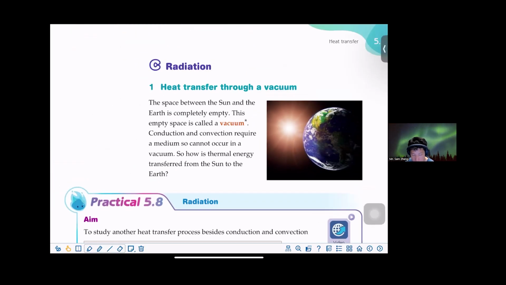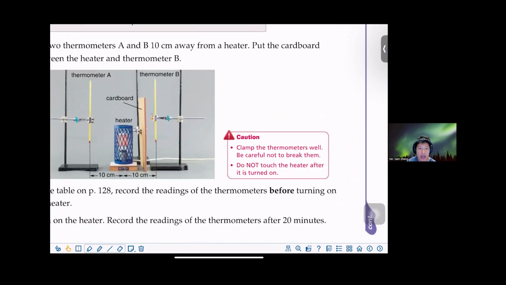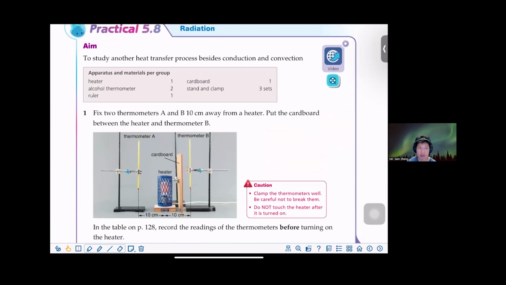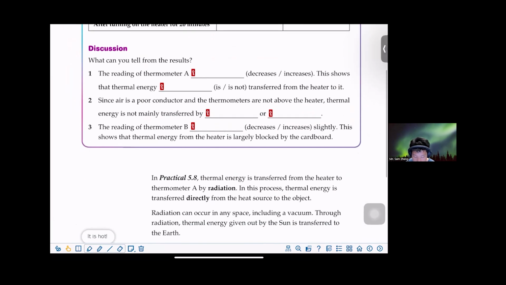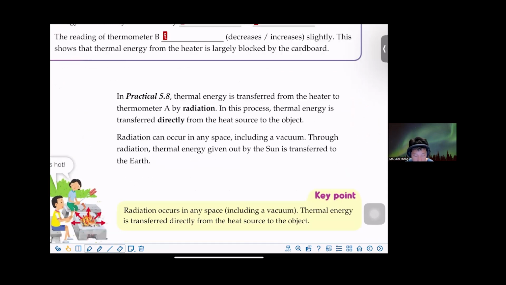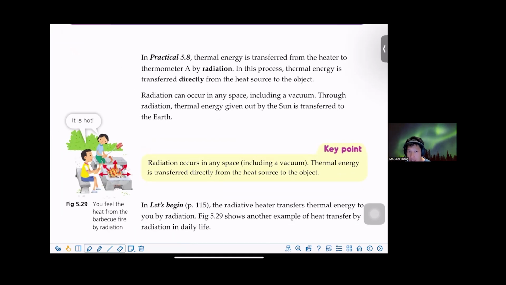Now, we'll move on to radiation. Remember, radiation refers to heat transfer through a vacuum. So no matter what the condition, we will have radiation. In the practical here and also the videos that I recorded, you will see that whether there is any cardboard or anything else, the moment the heater's thermal energy arrives at that object, it already heats up the object. We say this type of transfer is what we call radiation. The thermal energy is transferred directly from the heat source to the object. Even though there is a vacuum, it can still transfer.